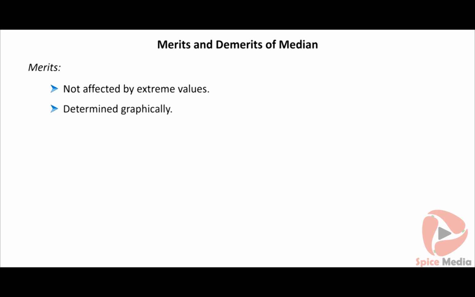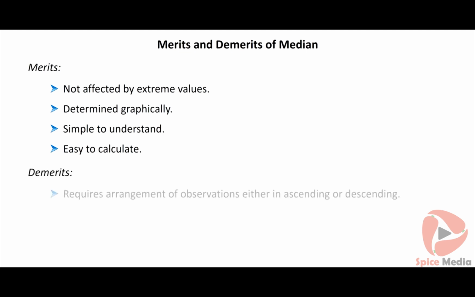Here are the merits and demerits of median. The following are the merits of median. Not affected by extreme values. Determined graphically. Simple to understand. Easy to calculate. The following are the demerits of median. Requires arrangement of observations either in ascending or descending order, not based on all observations.